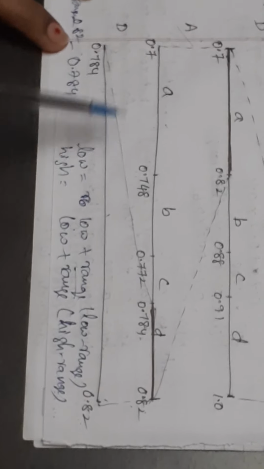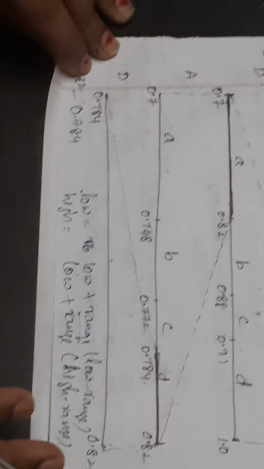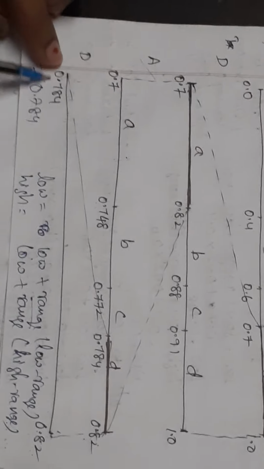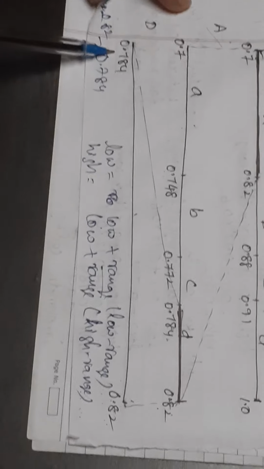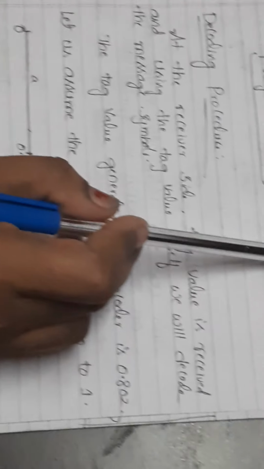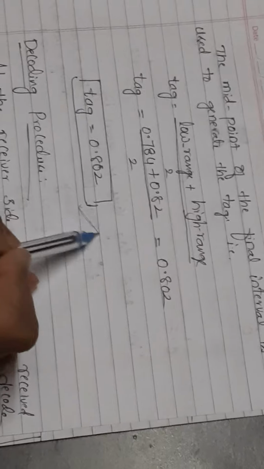So after dividing the total interval into subintervals, we have to send one tag value. The tag value is nothing but the midpoint of the final interval. So what is your final interval? After transmitting DAD, this is my final interval. So the midpoint is nothing but the average of these two numbers, 0.82 plus 0.784 divided by 2, that gives your tag value. So this tag value is encoded for the transmission.